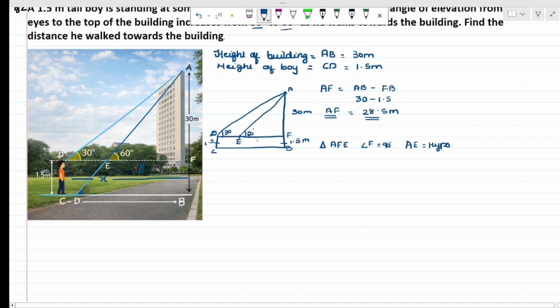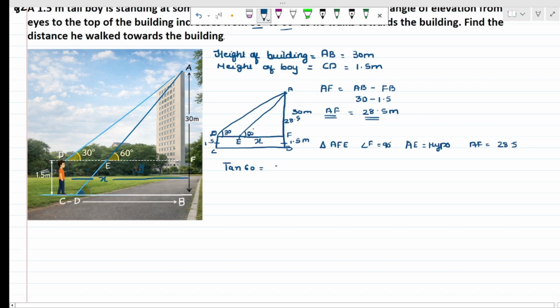Now we don't know the value of EF and we need to find it. So we will write it as X. Okay. And my AF we got over here is 28.5. Which trigonometric ratio should we use to find the adjacent side? In which formula does opposite upon adjacent come? It comes in tan. So we will go for tan.